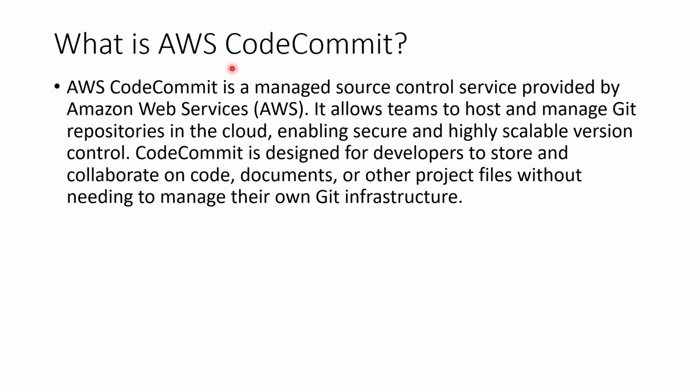So likewise, in AWS we have a service called CodeCommit, and I can say that it's a managed service. Why I'm using the word managed service, we're going to understand one after the other. As of now, we'll keep it simple. AWS CodeCommit is a managed source control service provided by Amazon Web Services. It allows teams to host and manage Git repositories. So when we have Git already, why should we opt for CodeCommit? Let's try to understand.